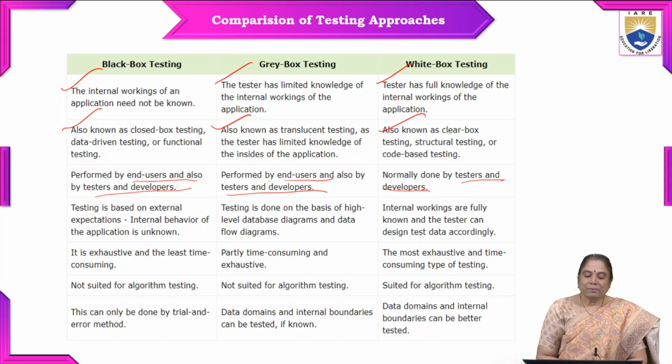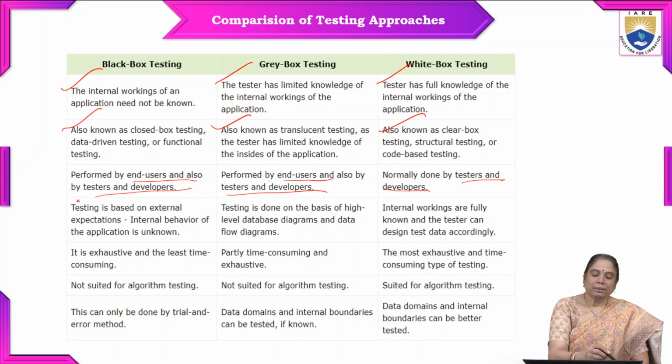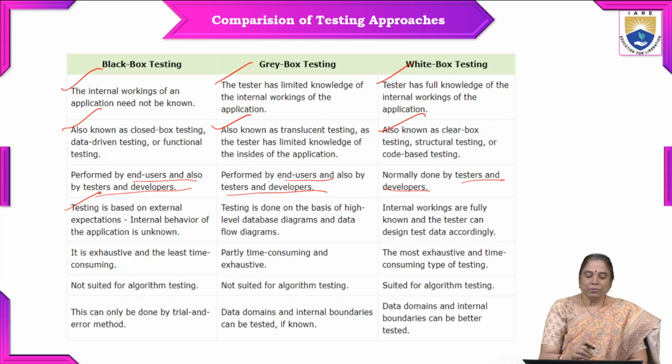And testing is based on external expectations. The internal behavior of the application is unknown in case of black box testing. But in gray box testing, testing is done on the basis of high-level database diagrams and data flow diagrams. So the entire flow of the application can be visually captured by the gray box tester, so that the internal behavior as well as external behavior of the application can be verified by the gray box tester.